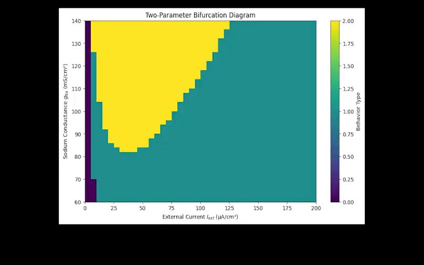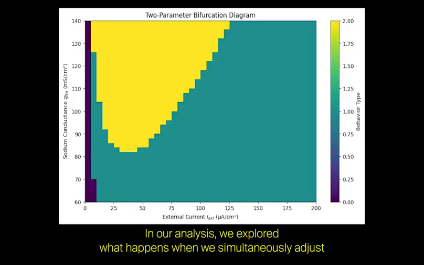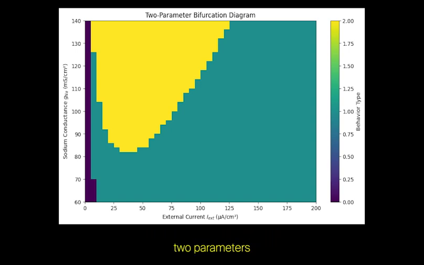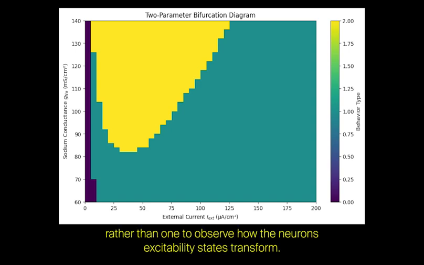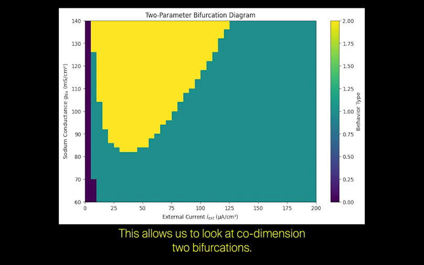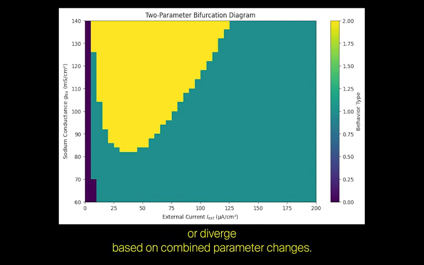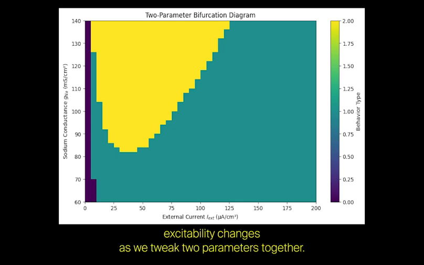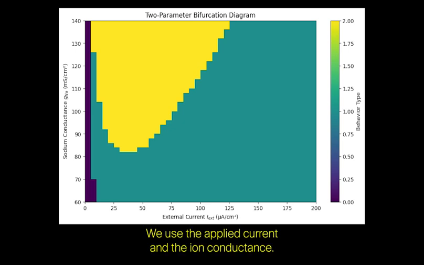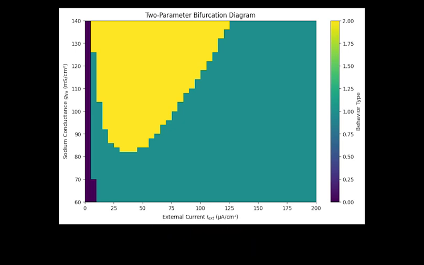Let's delve into the final aspect of our project, codimension 2 bifurcations in the Hodgkin-Huxley model. In our analysis, we explored what happens when we simultaneously adjust two parameters, rather than one, to observe how the neuron's excitability states transform. This allows us to look at codimension 2 bifurcations. These are critical points where behavior can converge or diverge based on combined parameter changes. In our project, we focused specifically on how the neuron's excitability changes as we tweak two parameters together. We used the applied current and the ion conductance.